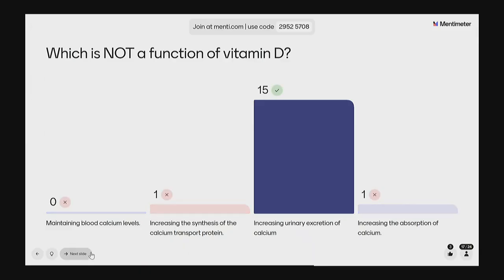Okay. It increases urinary excretion of calcium. So that is not a function of vitamin D. Vitamin D helps maintain blood calcium levels. We talked about how vitamin D helps with the gene expression of the calcium binding protein, which in turn helps with the absorption of more calcium into the blood. But it doesn't have a direct control in increasing how much calcium is excreted in the urine.